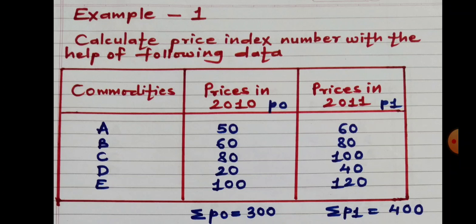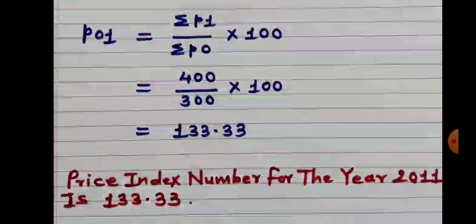Now what is the first step? In the construction of price index number, we have to find out sigma P0, the summation of all prices in the base year. So 50 plus 60 plus 80 plus 20 plus 100, we get sigma P0 that is 300. The second step is to find out sigma P1, the summation of all the prices in the current year. So 60 plus 80 plus 100 plus 40 plus 120, we get 400. So sigma P1 is equal to 400.